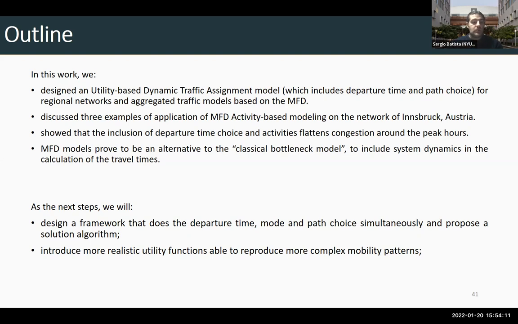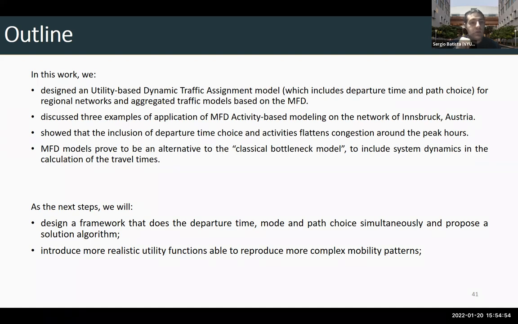And we mainly see that, in general, the MFD, or in general, this framework can be a good alternative to the classical bottleneck model, to also include more realistic and dynamic travel times in the modeling of activities. As next steps, we will also include in this modeling the departure time, the mode choice, and we will introduce more realistic utility functions in the departure time to be able to reproduce more complex mobility patterns.